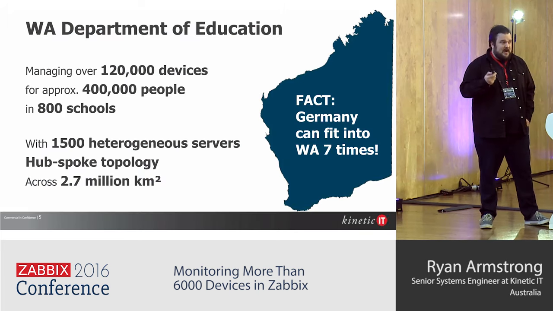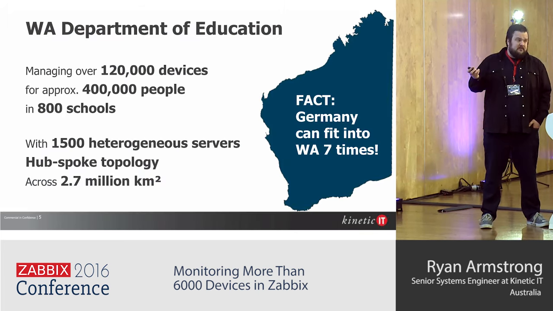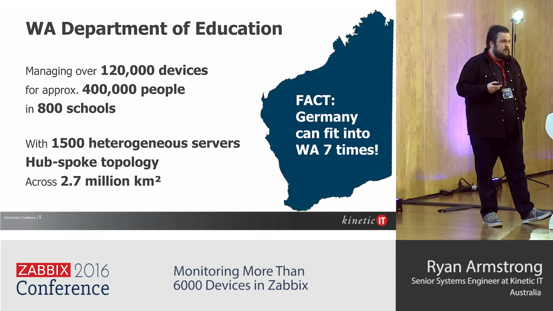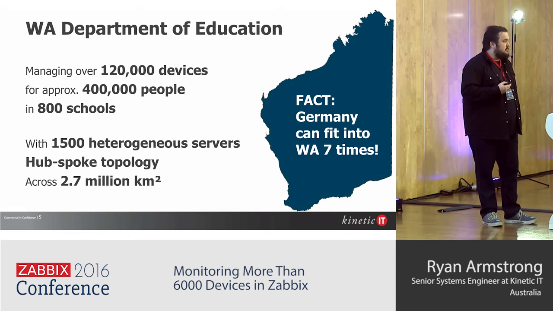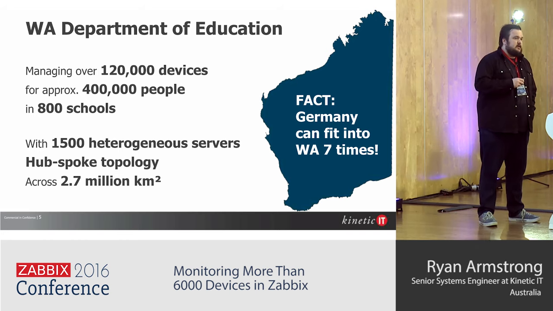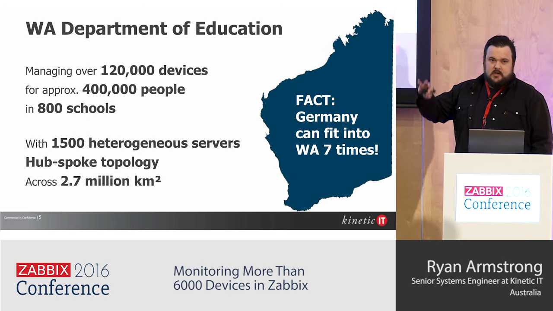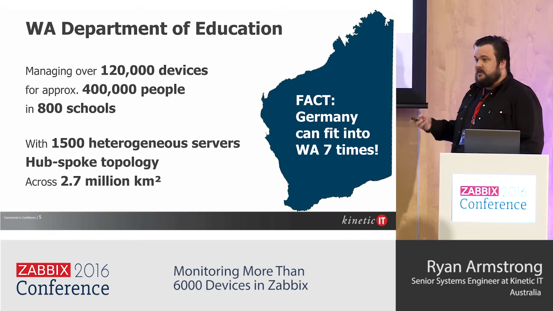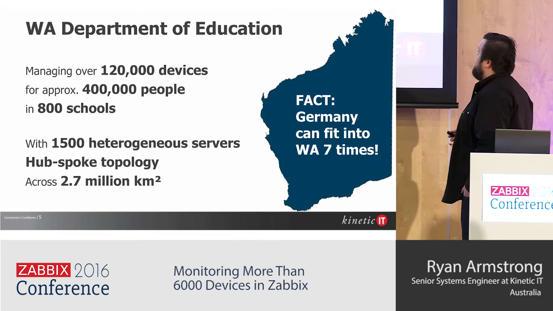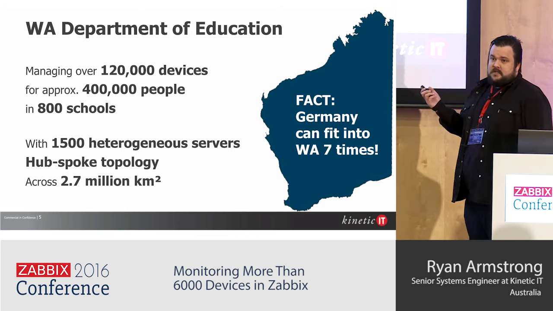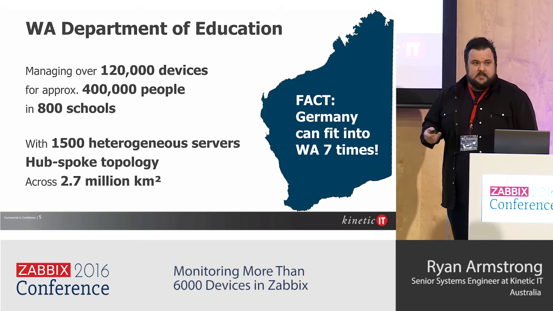So a little bit about the Department of Education. We have around 400,000 end users. Now this includes students and teachers and administrative staff. And they're distributed amongst about 800 schools over this massive state, which happens to be about 7 times larger than Germany. Across the state, we have roughly 7,000 servers.